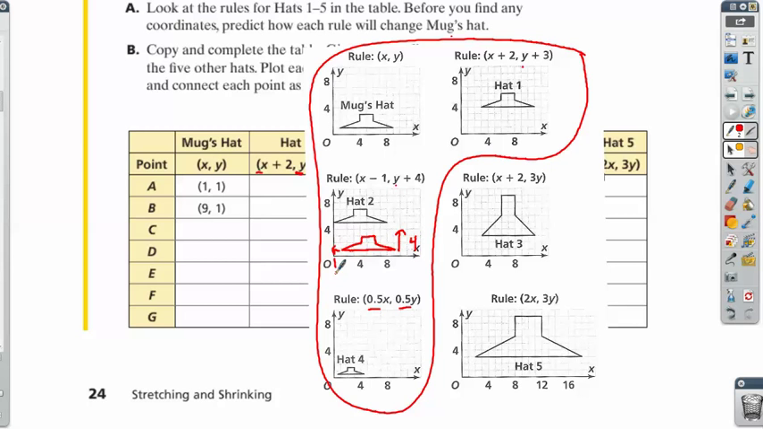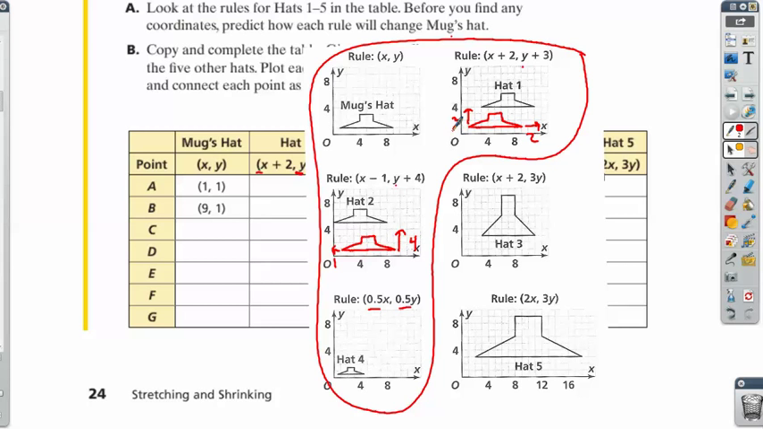This rule here, if I were to duplicate this hat, of course you're thinking you wish you had a hat as cool as that. What did this rule do? Well, it moved this over 2 spaces and it moved it up 3. So the question is, what does it do when you add and subtract to x and y in your rule?